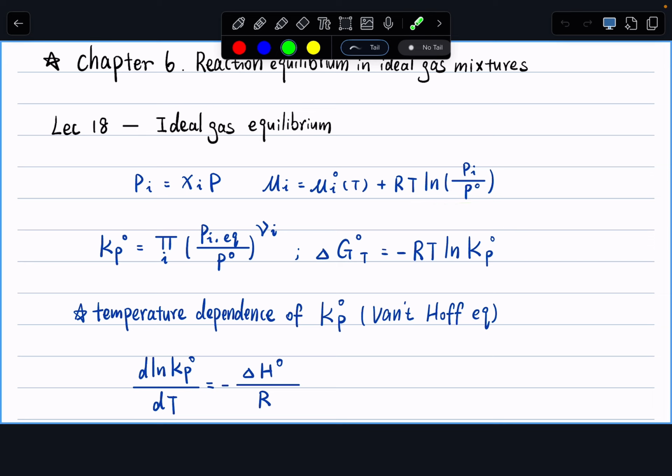Yeah, mu i naught at T is going to be a fixed value that we're given, right? Right, but this one we're talking about as a function of temperature, so yeah. Or the other way to put it, you should be able to calculate that, because for a pure ideal gas, remember the chemical potential of a pure ideal gas equals its molar Gibbs free energy.